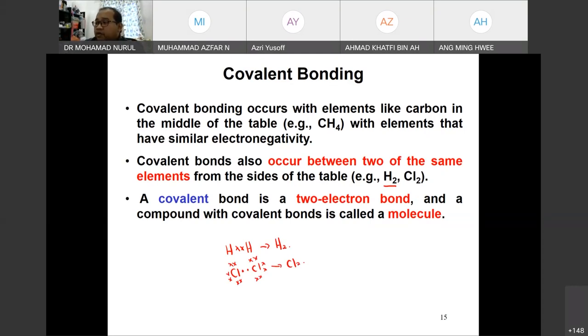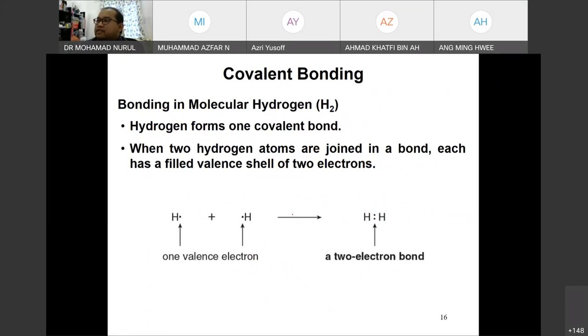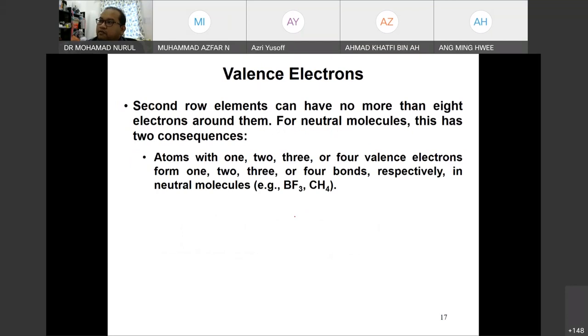A covalent bond is a two-electron bond, and a compound with covalent bonds is called a molecule. This is the hydrogen molecule, this is the chlorine molecule. This is the explanation about covalent bonding. Hydrogen forms one covalent bond. When two hydrogen atoms are joined in a bond, each has a filled valence shell of two electrons. I already explained about this. Valence electrons: second row elements can have no more than 8 electrons. They have to follow the octet rule.